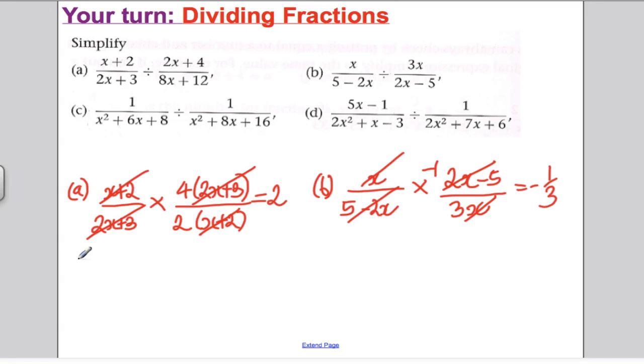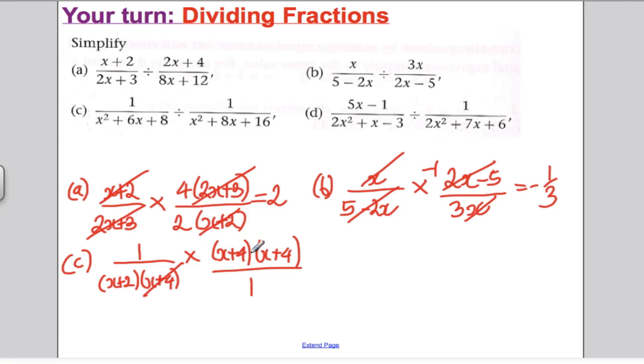Okay, C, let's factorise as we go. We get 1 over x plus 2, x plus 4, and we'd multiply that by this here factorised, which would be x plus 4, x plus 4, all over 1. One of the x plus 4's cancels on top and bottom, so we get x plus 4 over x plus 2.